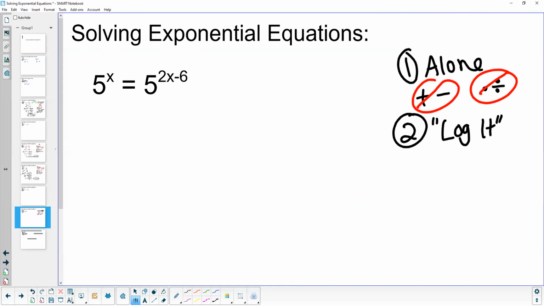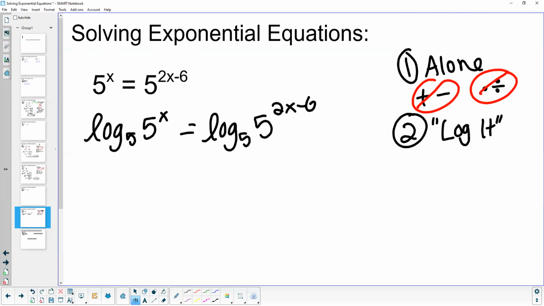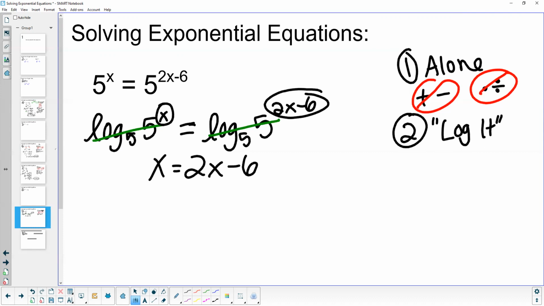And that's why their exponents are the same, because if I do log base 5 of 5 to the power of x is equal to the log base 5 of 5 to the power of 2x minus 6, something like this, our log base 5 and 5 are inverses, so they cancel each other out, and all we're left with is that exponent. So that point in our lives when somebody told us the exponents are equivalent if the base is the same, the reason why is because if we apply a logarithmic function to it, those will simplify down. So x is equal to 2x minus 6, meaning we can then solve for x.